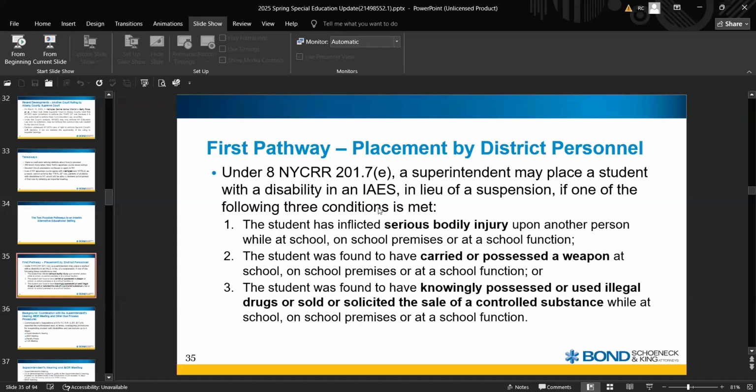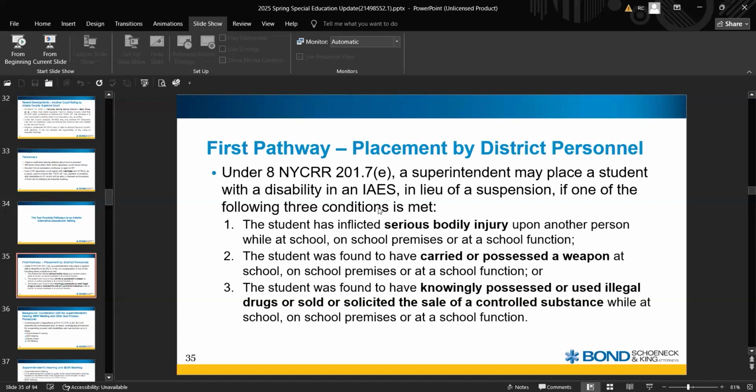Thank you. So as I said, manifestation is found, we can't suspend, but then there's another layer to that. Depending on the misconduct, we can ask for this. Most cases it will be the hearing officer to recommend. In some cases, it will be the superintendent actually presiding over the hearing. But in most cases it'll be the hearing officer, and depending on the misconduct, we can ask for removal to an IAES. And here is the kind of misconduct.